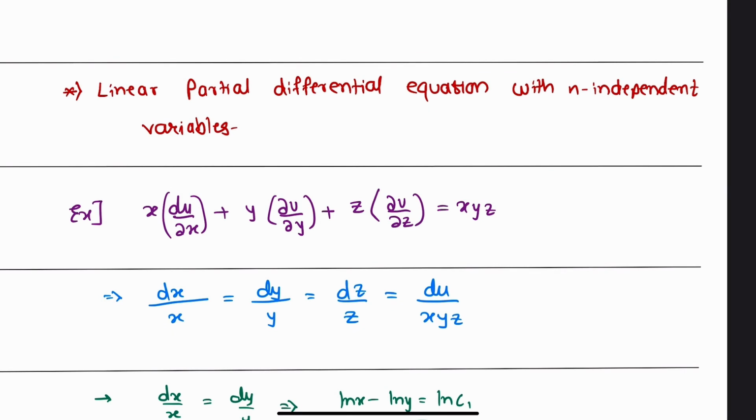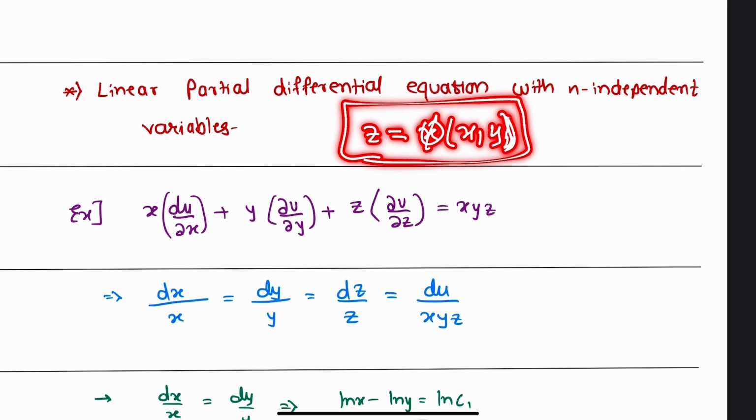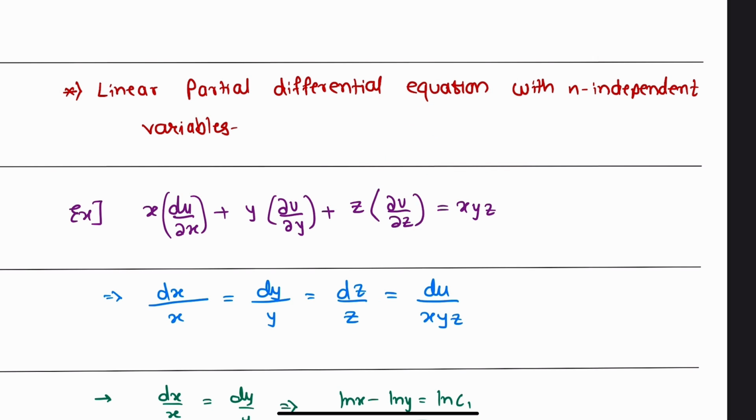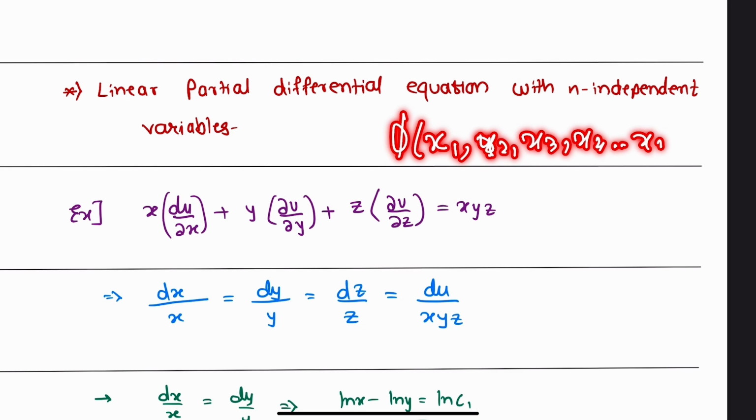Welcome back everyone. In today's video, we will see how to find the solution of a differential equation where we have n independent variables. Earlier, what we used to do is that we used to have z as dependent and it was a function of, let us say, phi of x comma y. But now we can have a function phi which will be x1 comma x2 comma x3 comma x4 up to xn, which will be some u.